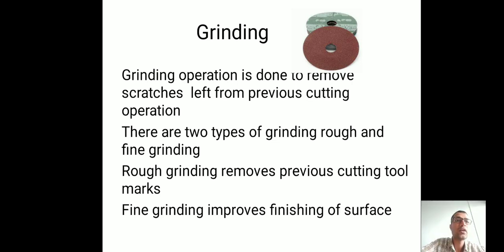So friends, there are two types of grinding papers or grinding wheels. You can say rough grinding and fine grinding. Rough grinding removes the previous cutting tool marks, correct? First we have to use rough grinding, then we have to use fine grinding.